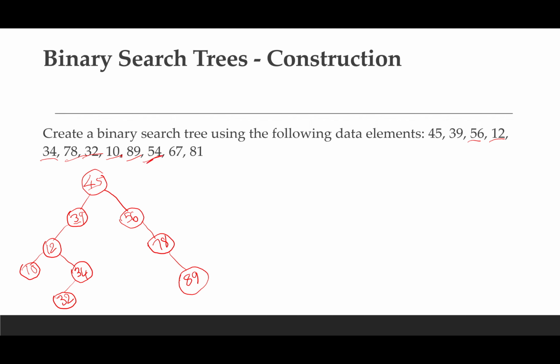We check with the root node 45. 54 is greater than 45, so we move to the right subtree. We check with 56. It is less than 56, so we insert 54 as the left child of 56. Then we check 67. It is greater than 45, then greater than 56, so we move to the right subtree. We check with 78, it is less than 78, so we add it as the left child of 78.